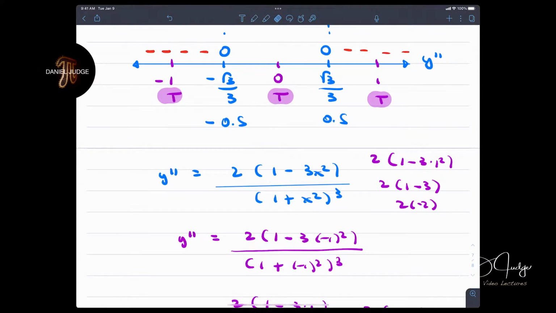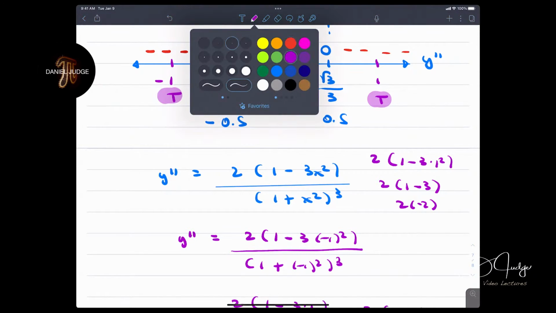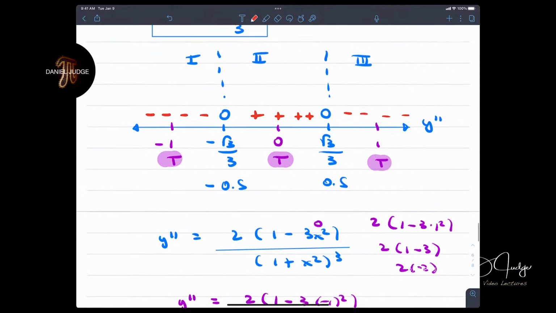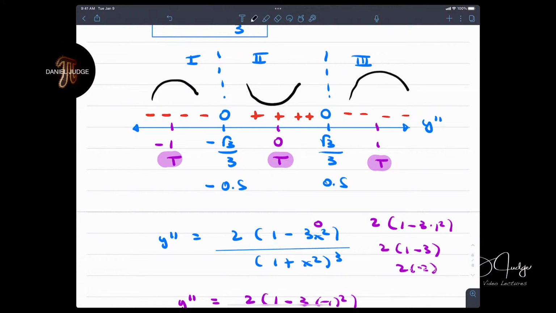We're going to just test that quickly. That just leaves the test point of 0, and then 0 squared is 0. 3 times 0 is 0. And then you have just 2 times 1. And that's positive. So region 2 is positive here. So this is sign analysis. Now, what this means is you're concave down, concave up, concave down here.